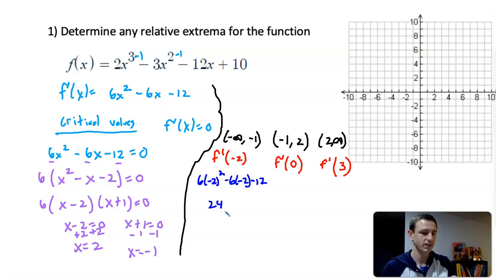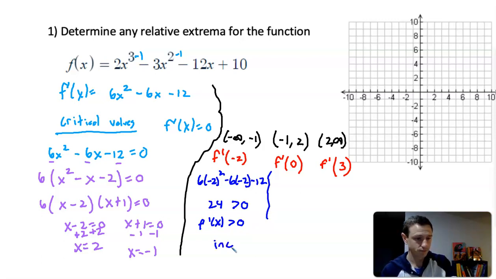So I probably didn't even need to get an actual value, but just to play it safe, I'm just going to put these in my calculator. But that's a positive. That value is greater than 0. So since in this interval the derivative was positive, that means it is going to be increasing on this interval. So from negative infinity to negative 1, it is going to be increasing.